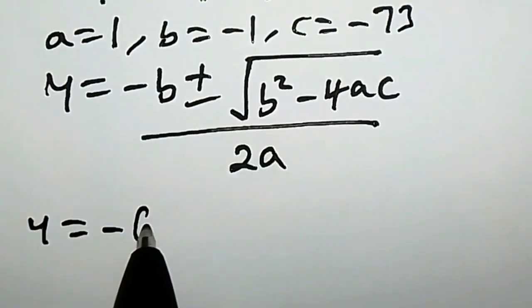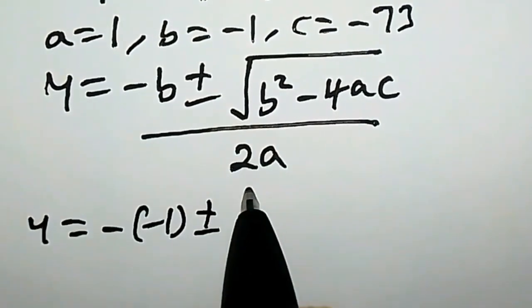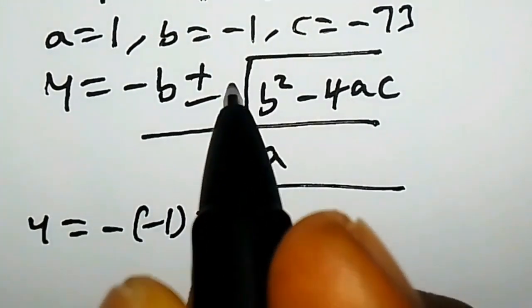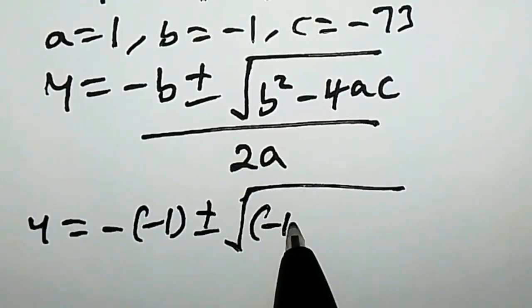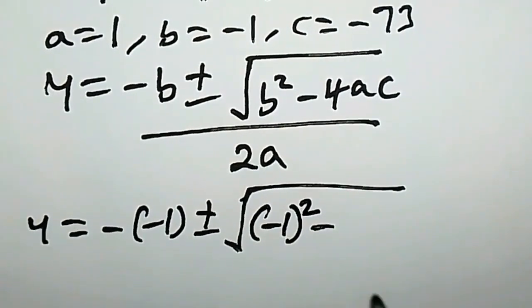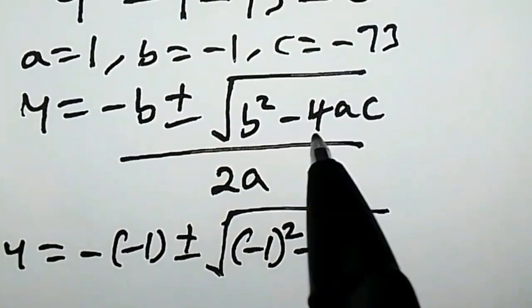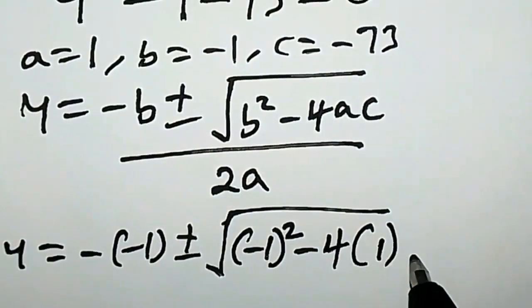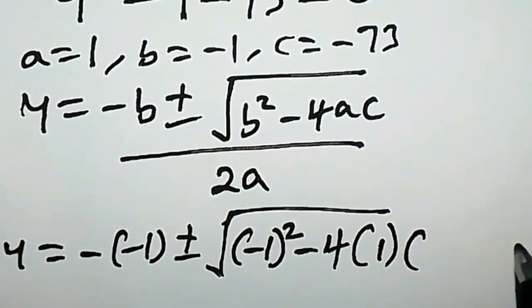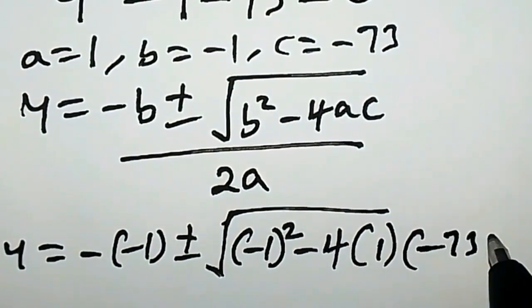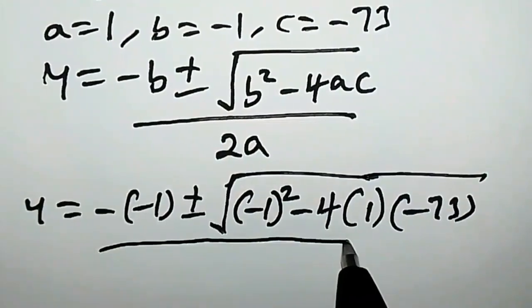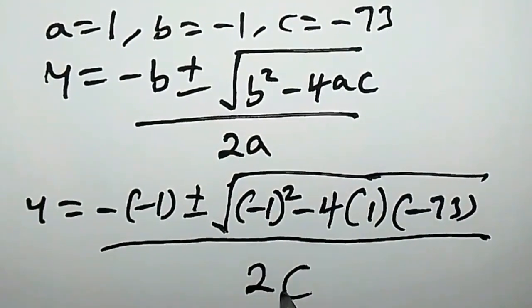y equal to minus, what is b? b is minus 1, plus or minus square root of b squared, that will be minus 1 all squared, minus 4 times, what is a? a is 1, times, what is c? c is negative 73, divided by 2 times a, where a is 1.